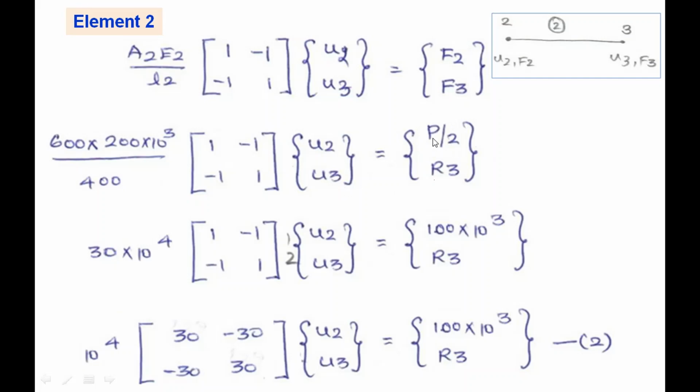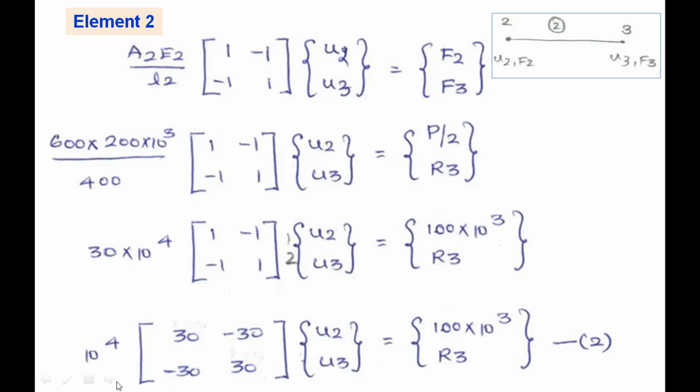We are taking the second half of the load here in the second element. Node 3 is fixed end, so we are getting reaction R3. Now simplifying this constant, we will get 30 into 10 power 4, and in the right hand side we will get 100 into 10 power 3 and R3.